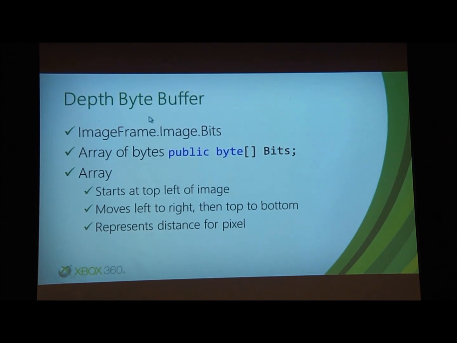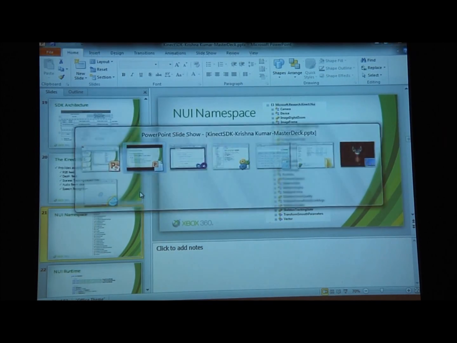So it basically still returned as imageframe.image.bits, and it starts at top left just as before. It moves from left to right and top to bottom just as before, but instead of representing RGB values per pixel, it is now representing distance values per pixel. Does that make sense? Okay, so let's go in and do the demo.